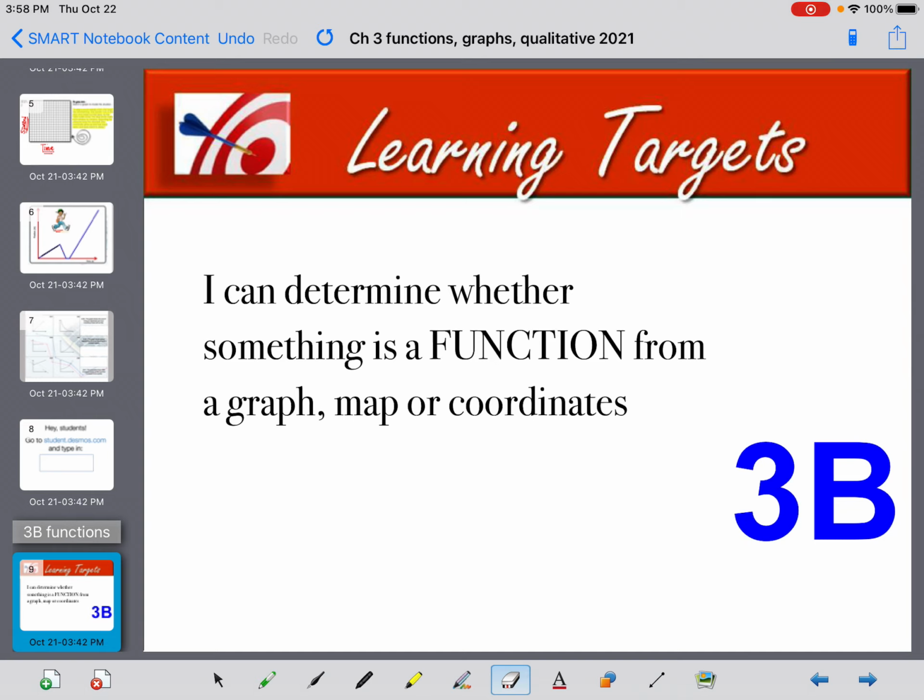This is lesson 3B, and we are going to be working on determining whether something is a function from a graph, map, or coordinates. That's our ultimate goal. That's what we want to be able to do when we're done with this.